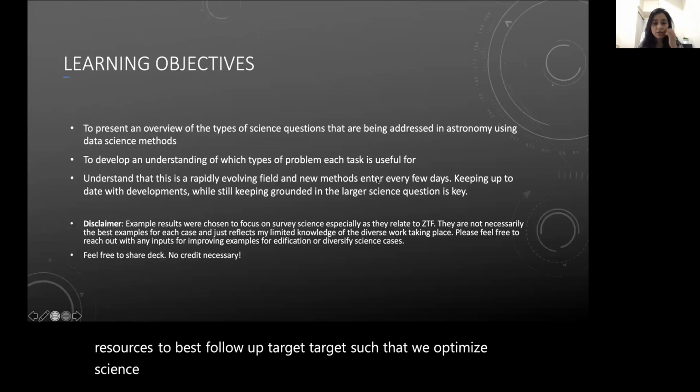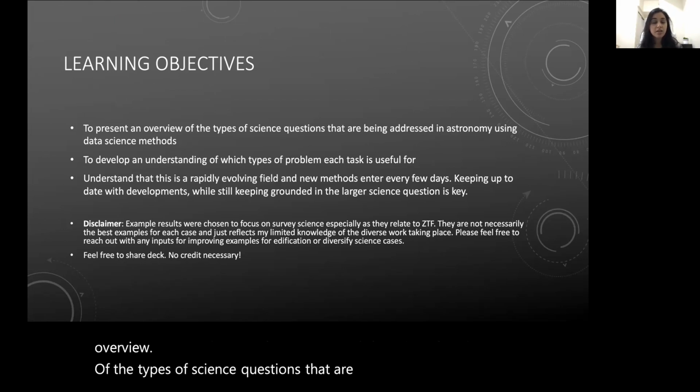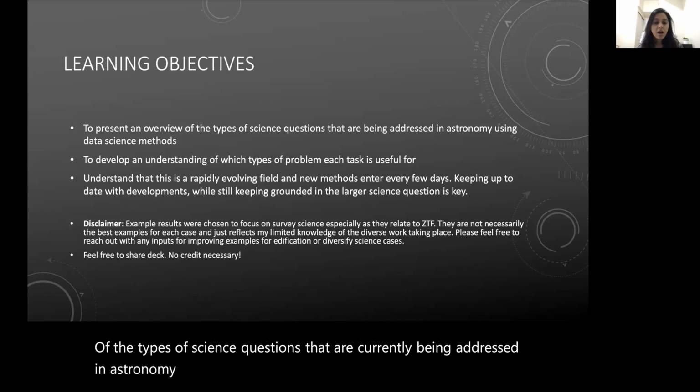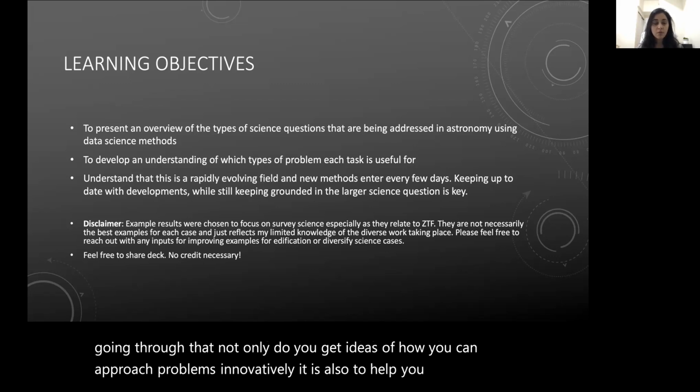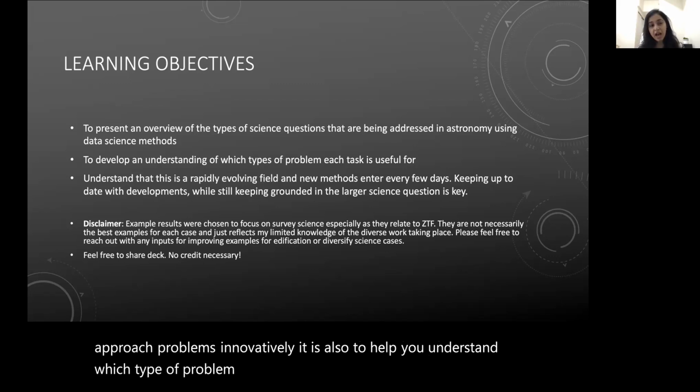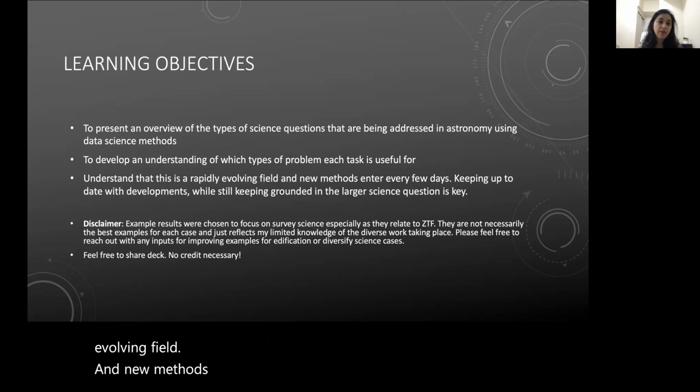So the way I have structured this talk is that the purpose of going through all of the material is that you get an overview of the types of science questions that are currently being addressed in astronomy using data science methods. And the hope is that by going through that, not only do you get ideas of how you can approach problems innovatively, it is also to help you understand which type of problem each type of task is suitable for. And I want you to gain an appreciation that this is an extremely rapidly evolving field, and new methods are entering the domain every few days.